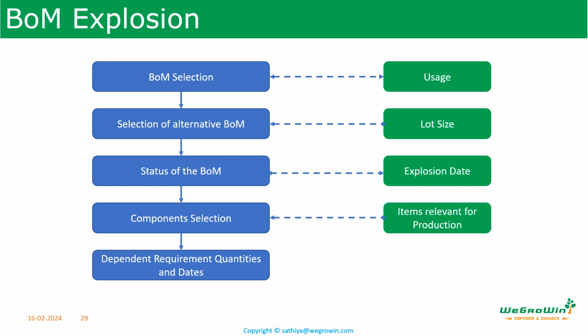Now when all these things are valid, the system will check what are the components inside this, and then the system will work out what is the dependent requirement quantity and what are the dates to arrive at the usage quantity. This is the BOM explosion.